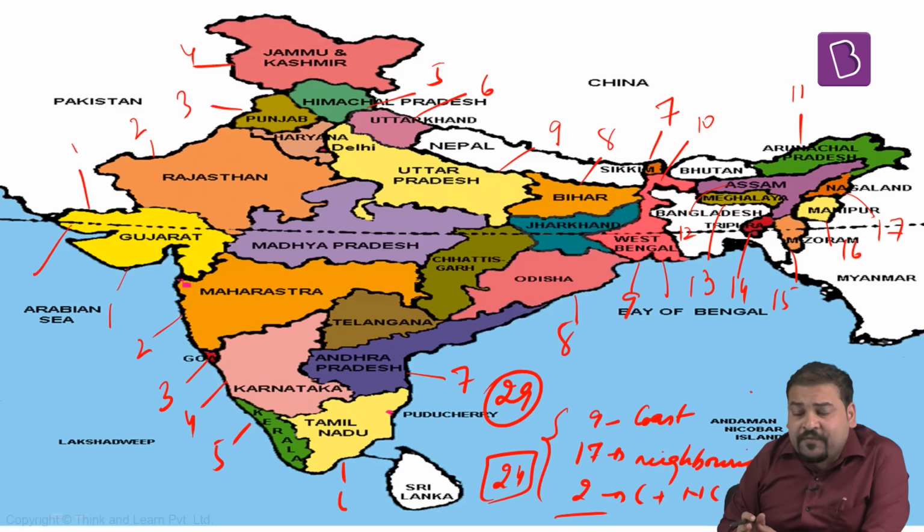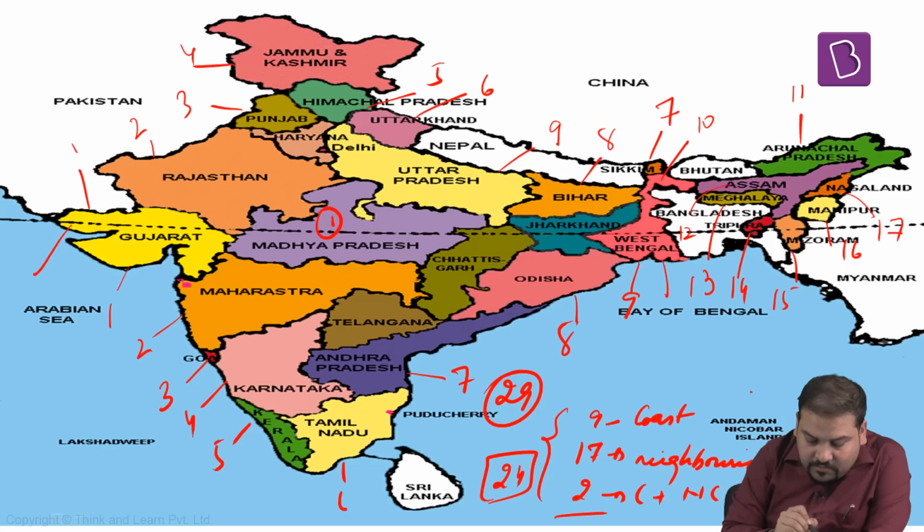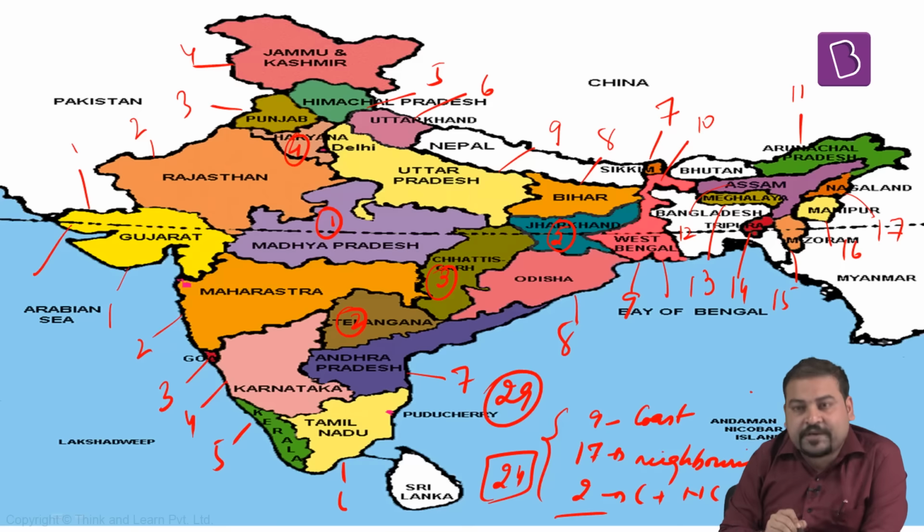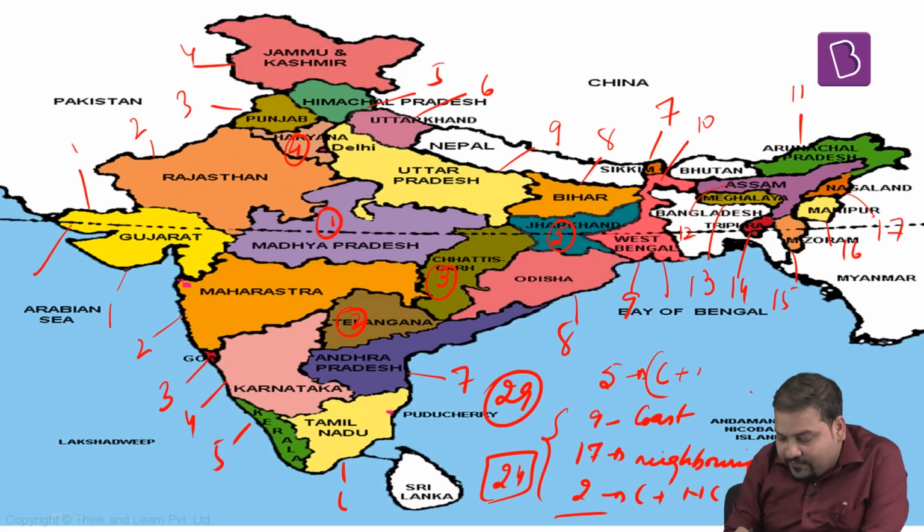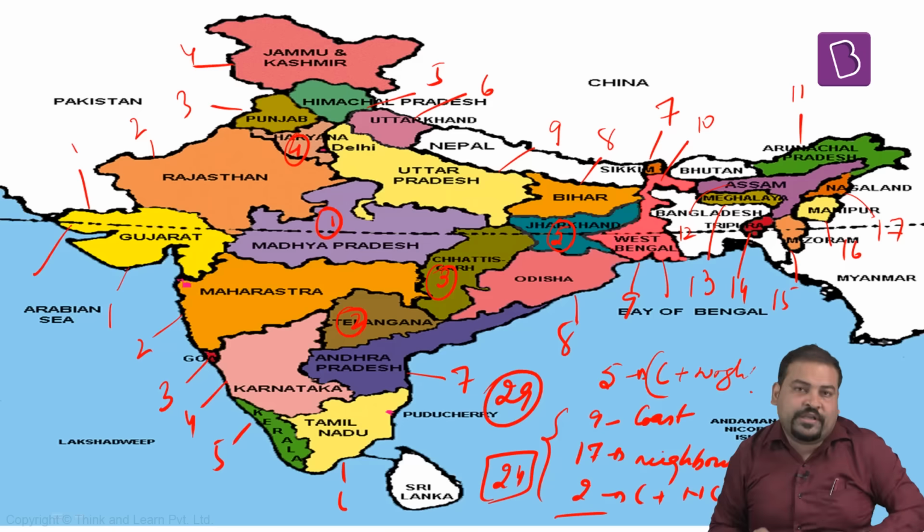So which are the 5 which have neither of these? They are 1 Madhya Pradesh, 2 Telangana, 3 Chhattisgarh, 4th Haryana, 5th Jharkhand. So overall 5 states have neither any coast nor any neighboring nation.